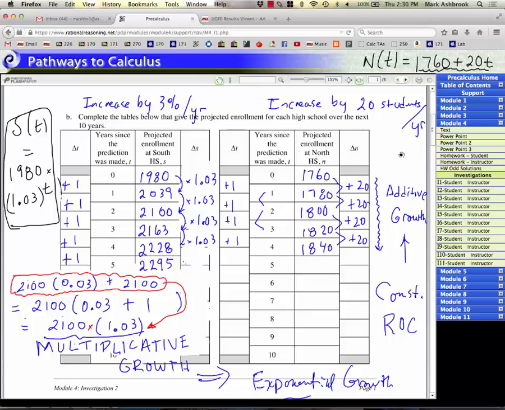So that's consistent with what we said: south is multiplicative growth, north is additive growth. So this multiplication right here means add together 20, t times. 1.03 to the t means multiply together, t times. Okay, what's next?